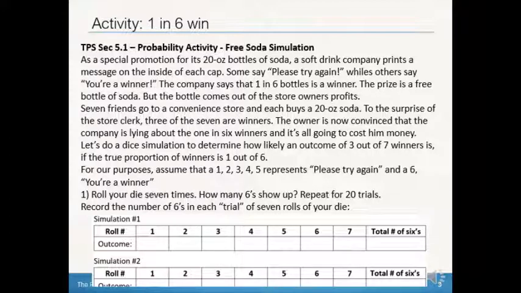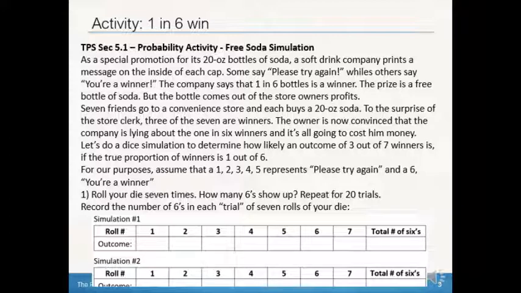All right, so 7 friends go into a convenience store and they each buy a 20-ounce bottle of soda. And when those 7 students take off the cap, they find that 3 of them are winners. 3 of the 7 are winners. And that's kind of surprising. The owner is thinking, oh, that seems like too many winners out of 7 bottles of soda. And so he's convinced that the company is lying and that the odds of winning are not 1 out of 6, but actually better than that. And so he's concerned because it's going to cost him out of his profits.